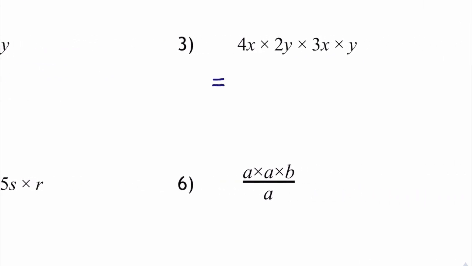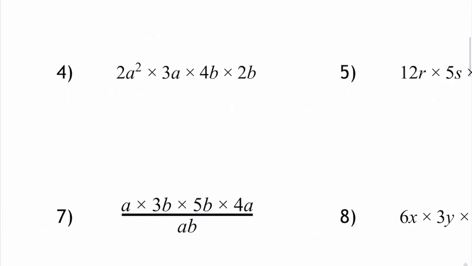Question 3. We've got the 4 multiplied by the 2, which is 8. And 8 multiplied by 3 is 24. We've then got the x terms. We've got the x here and the x here, which is x squared. And we've got the y and the y, which is y squared.